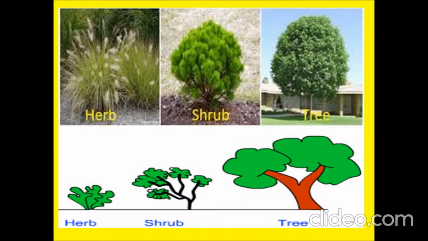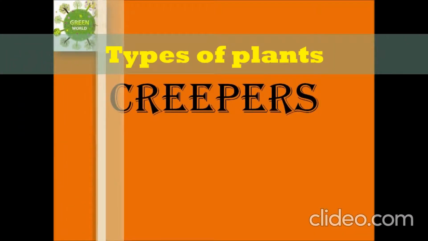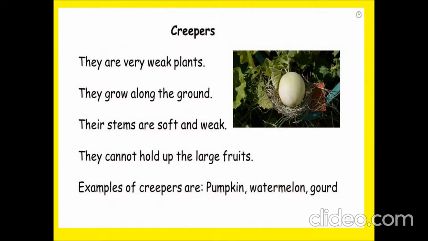Okay children. Now let's talk about the fourth group, which name is creepers. Creepers, as the name itself says, are the plants which grow along the ground. Okay children, why do they grow along the ground? Because they cannot hold up the large fruits. They are very weak plants. Their stems are very soft and weak. Due to that, they cannot hold up the large fruits.